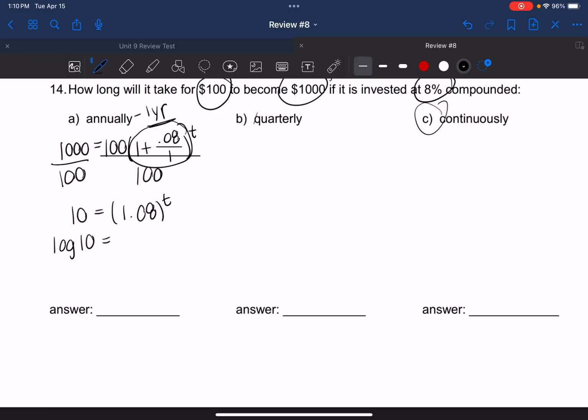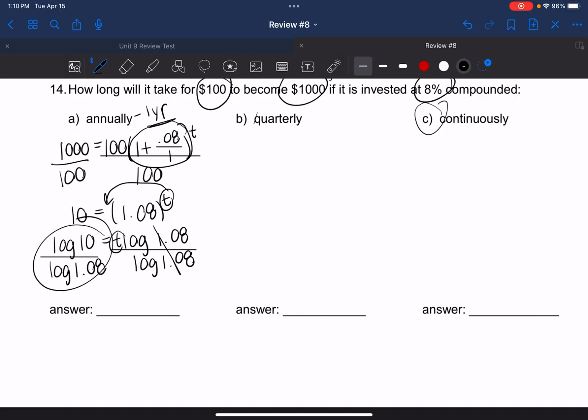So log of 10 equals log of 1.08 to the t. But while I'm at it, I'm going to go ahead and make that t a coefficient and move it up here. So I'm going to divide by what I want to get rid of, which is log of 1.08. So t would equal this, and I would just type it in my calculator. I'm going to get 29.919. All right, here, quarterly. Quarterly would mean 4 times a year.